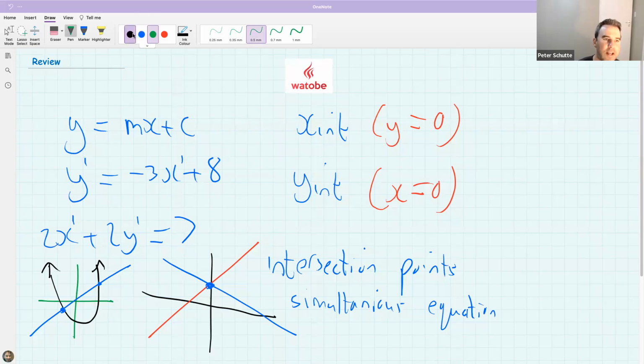Oh, we also spoke a little bit about something called f of x notation and how we use that. So on to lesson number 2.